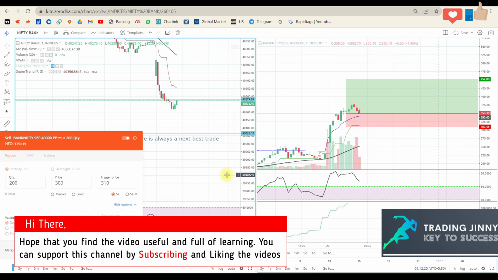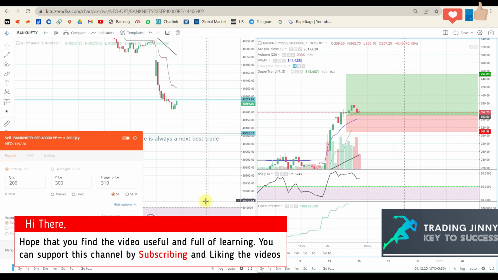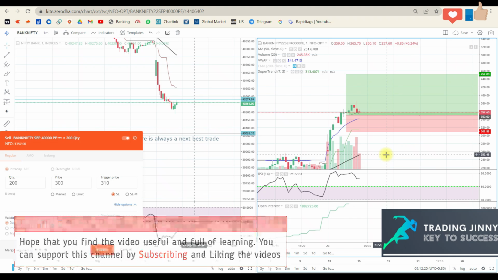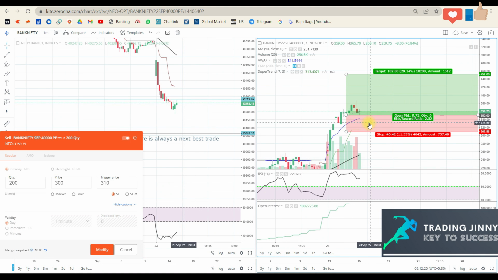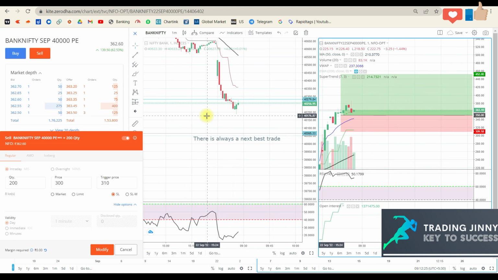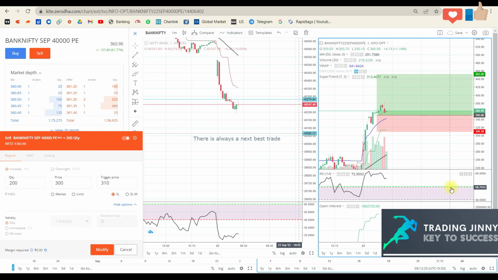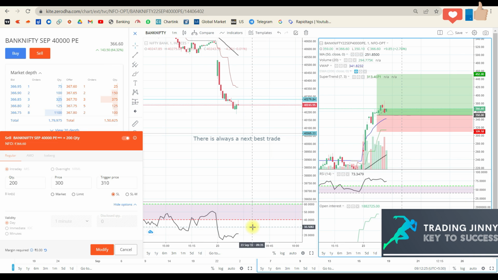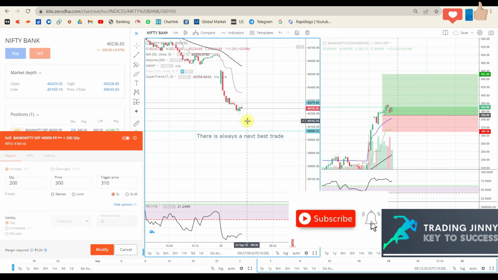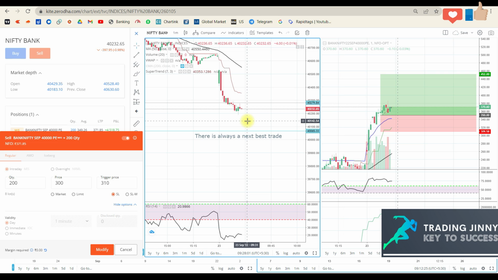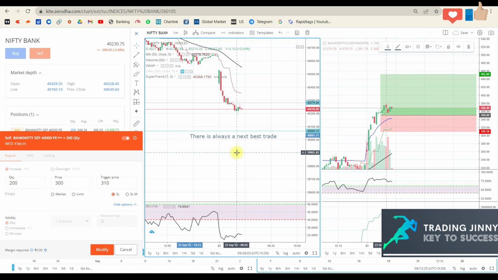So it is coming down, guys. Right now, on the safer side, what I would like to do is put my stop loss. Let's just wait. If it comes into this red zone, then only I should consider doing this. So far it seems good. Let's wait for the target.